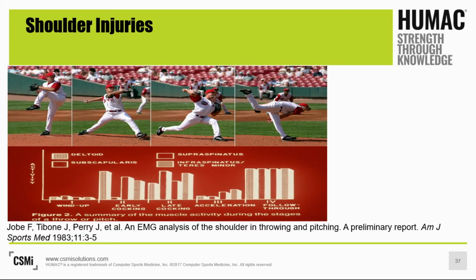Here's a classic study by Job et al., and it's a great example for the shoulder. The phases of pitching are shown at the top of the slide with the EMG activity of each muscle across the bottom, and it's listed by phase of pitch. You can see that the maximum muscle EMG occurs at the follow-through phase when the shoulder is decelerating the arm after releasing the ball. This is where most of your rotator cuff strains are going to occur.